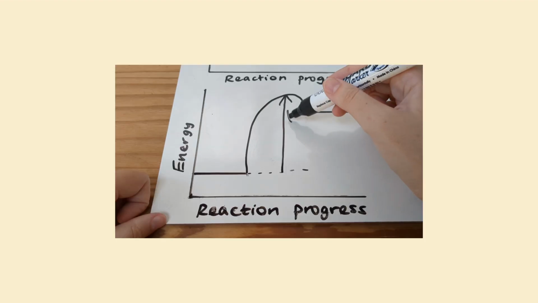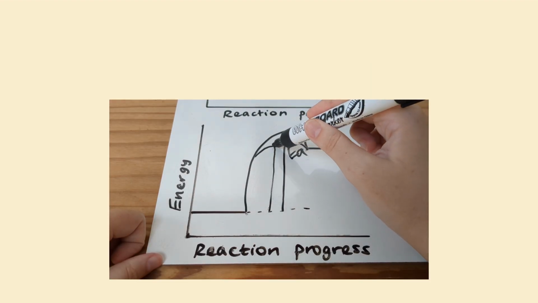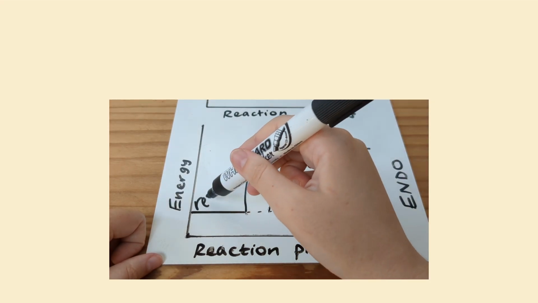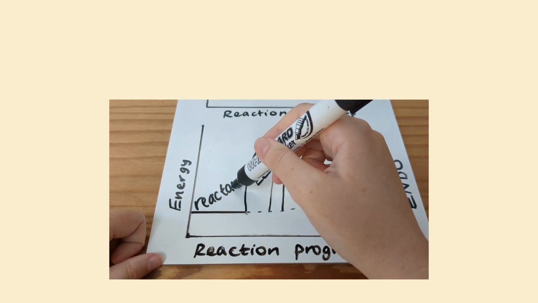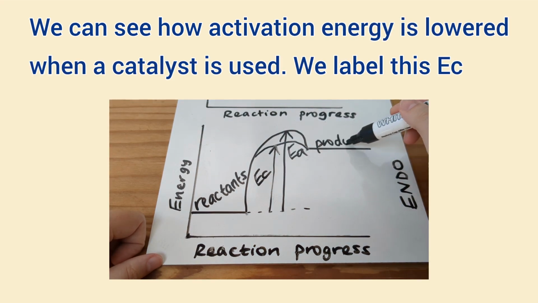Activation energy, the minimum amount of energy needed to start a reaction, is the difference in energy between the reactants and the top of the activation barrier. It is given the symbol EA. We can see how the activation energy is lowered when we use a catalyst, and we label this EC.